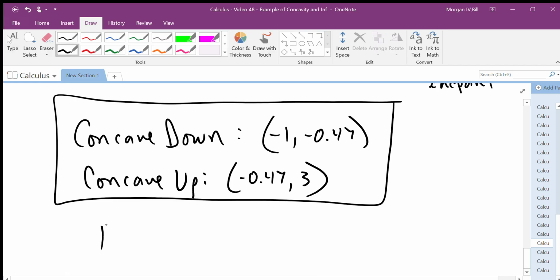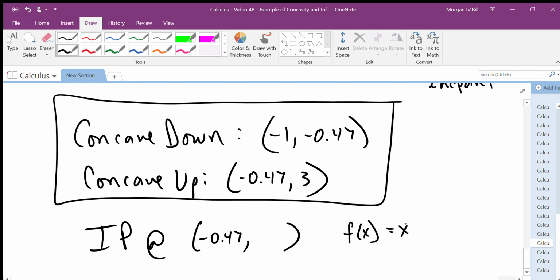So we get an inflection point at negative 0.47, comma, guess what we're going to need? A y value. We need a y value here. So we got to go all the way back to the original function, f of x equals x squared, square root of x plus 1. And ask ourselves, what is f of negative 0.47 to get the y value? I'm getting 0.16, somewhere around there. And so we have an inflection point at negative 0.47, 0.16.